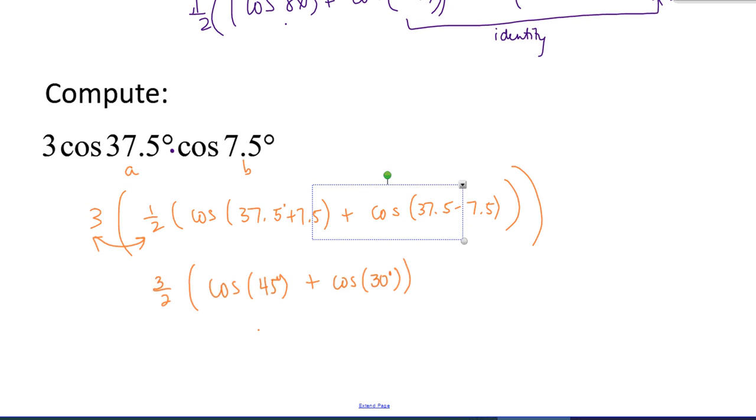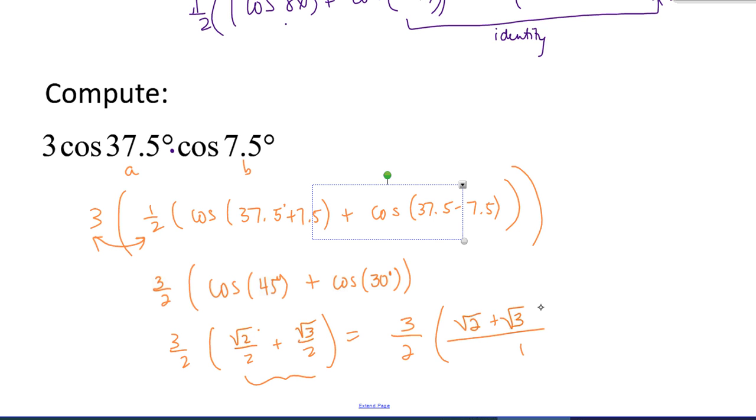Oh, we know those values. 3/2 times cosine of 45, that's root 2 over 2, plus cosine of 30 is root 3 over 2. All right, now here comes the math arithmetic part of it. I'm going to join these inside into one fraction, right? Then I'm going to multiply straight across.